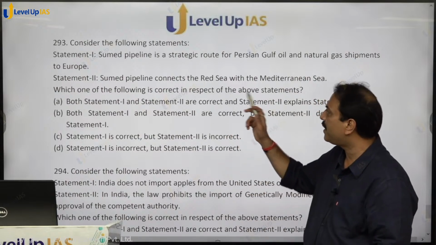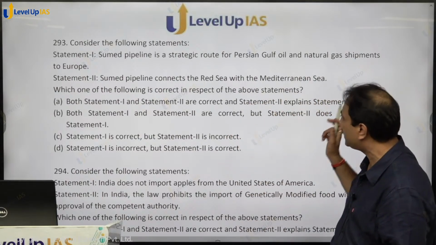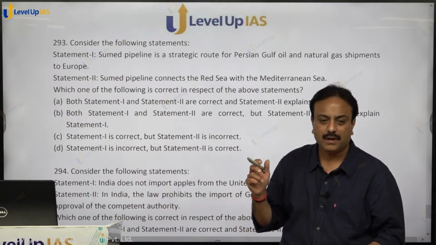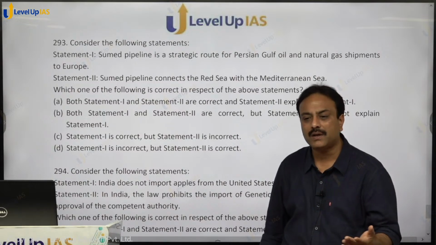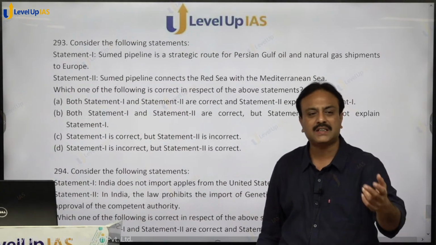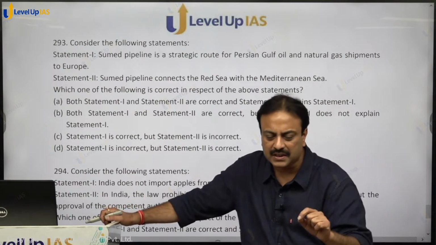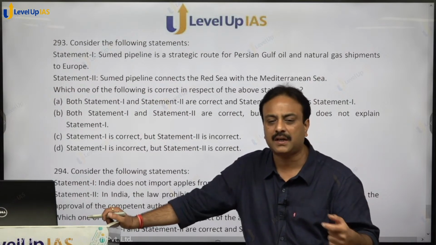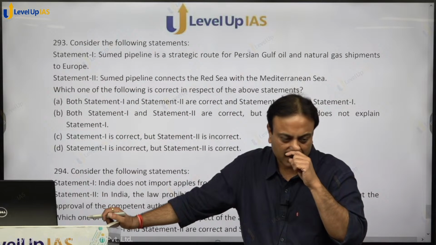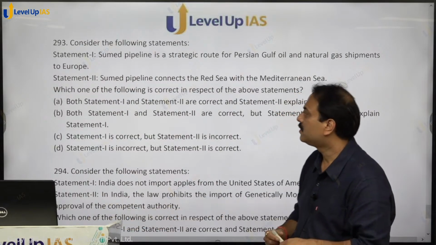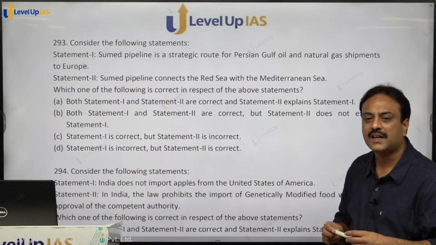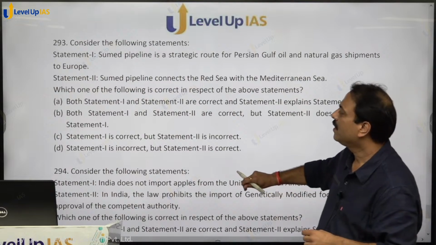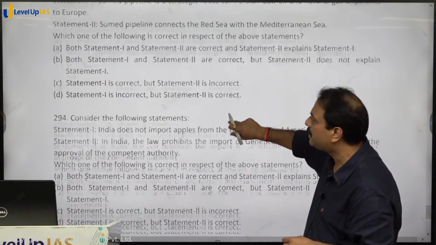So first is Suez pipeline is a strategic route for Persian Gulf oil and natural gas shipments to Europe. Yes. Where it is? It is through the region of Egypt. From the western side of Gulf of Suez, it starts and it terminates close to Alexandria port in Mediterranean Sea, same country Egypt. Alexandria port is the region where river Nile makes the delta. So that is Suez pipeline. So both the statements are correct and statement 2 is the correct explanation of statement 1. So option A for apple shall be the correct answer to this particular question.